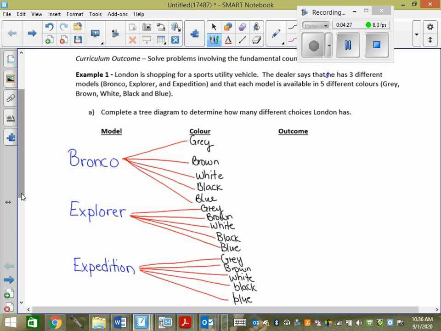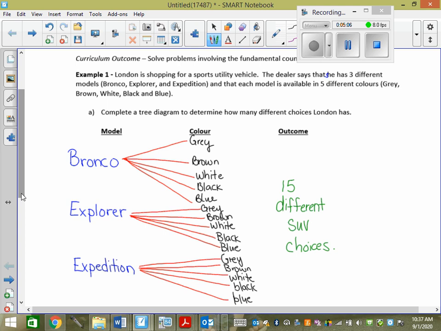So you would have 5, 10, 15. We'd have a Bronco in gray, a Bronco in brown, a Bronco in white, a Bronco in black, a Bronco in blue. Explorer in gray, Explorer in brown, Explorer in white, black, blue. Expedition in gray, brown, white, black, blue. So we would have 15 different SUV choices. Which is time consuming but not awful, right? You could still show this.